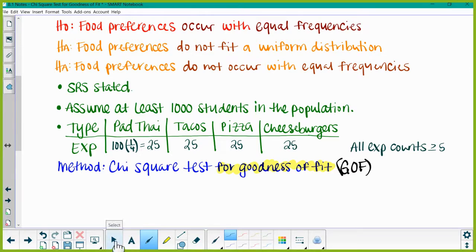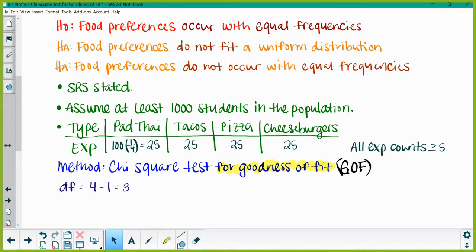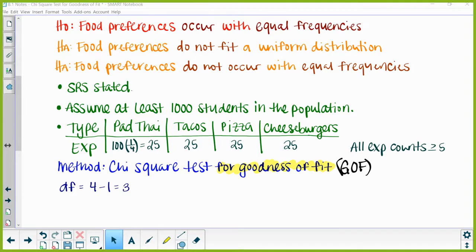First thing you have to know is degree of freedom. Degree of freedom is our number of categories minus 1. So I have 1, 2, 3, 4 categories. So my degree of freedom for this test should be 3. Now I'm going to open up my calculator and I'm going to share it with you guys.